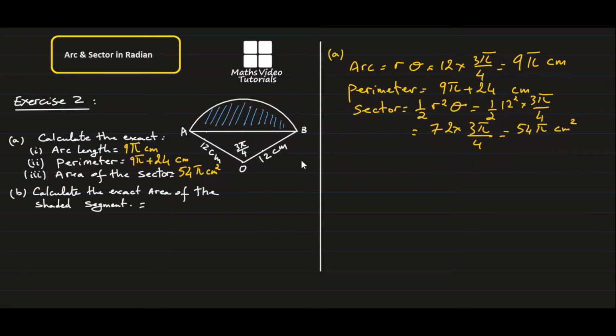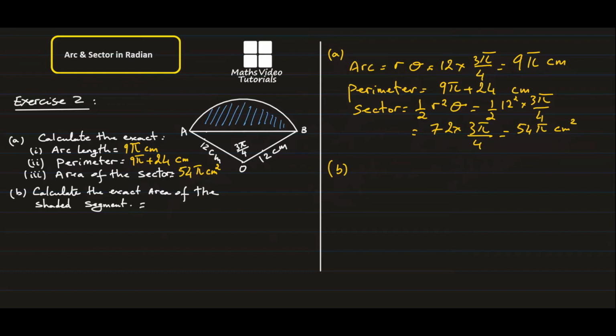So all these three answers are for part A. Now part B. Part B asks us to calculate again the exact value of the area of this segment. The segment is the shaded, the blue shaded part of the diagram.